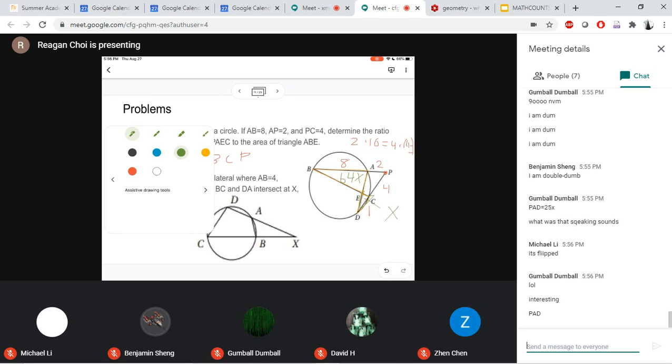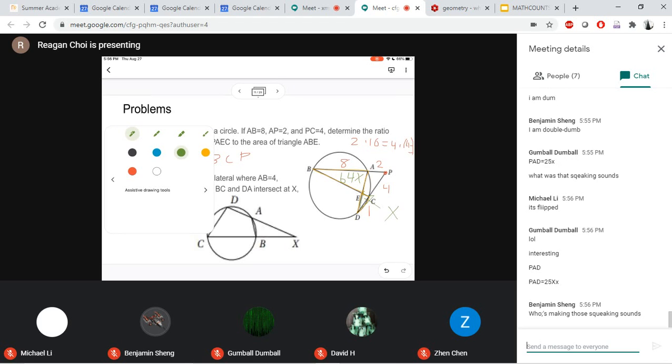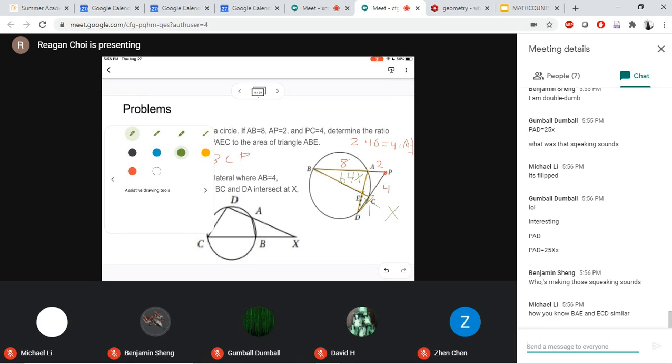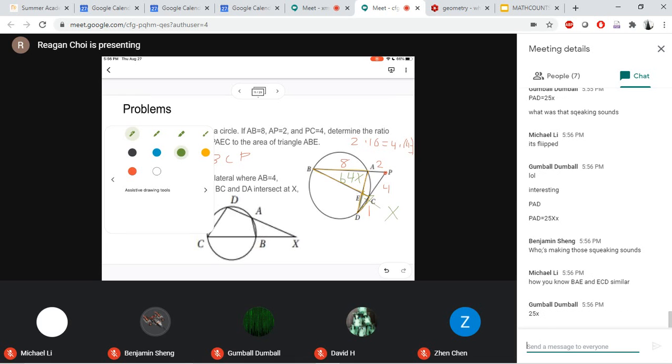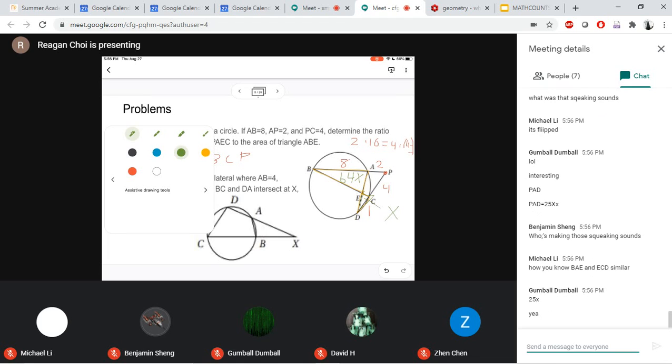PAD, how would you find PAD? Is 25x. Squeaking sounds. I don't hear big squeaking sounds. There's a fan right now, but whatever.